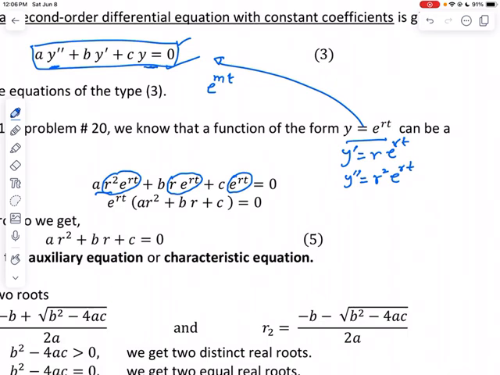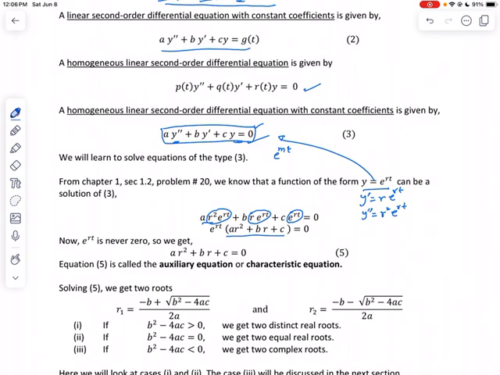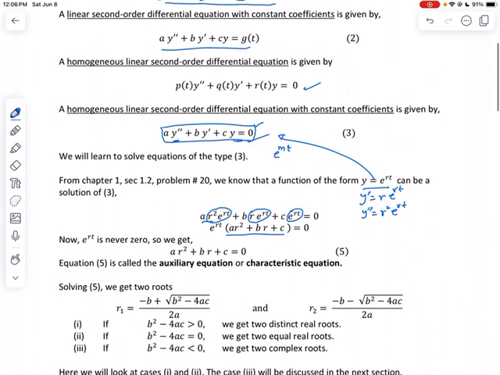Now we can factor out e to the rt and we end up getting a polynomial like this, and this is called the auxiliary equation or the characteristic equation. Now you have to solve this. Basically that's what you will do in this section. You will solve this quadratic.